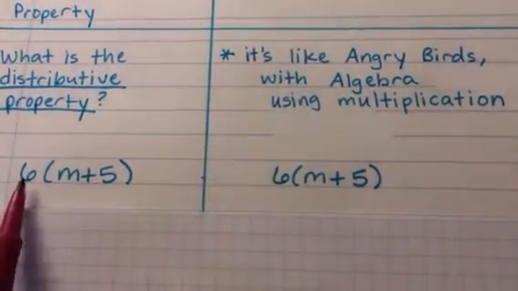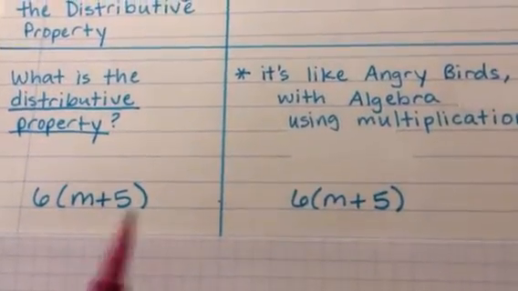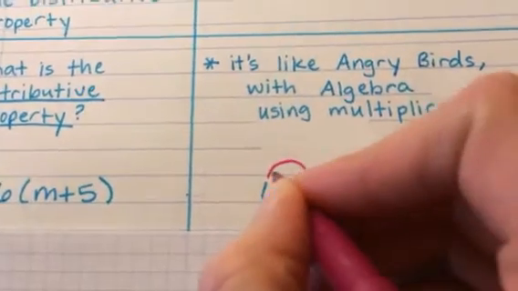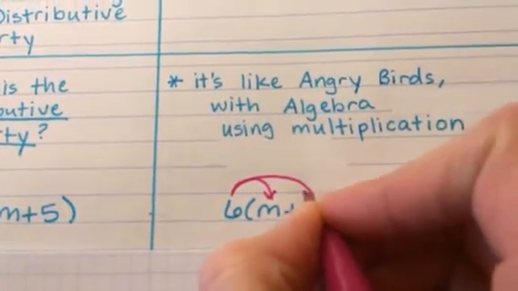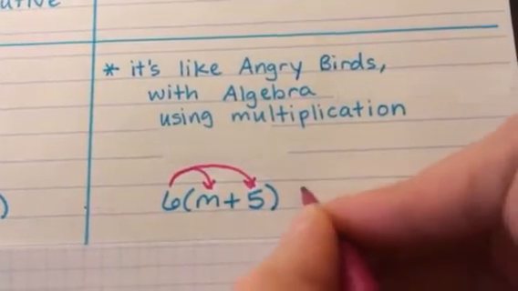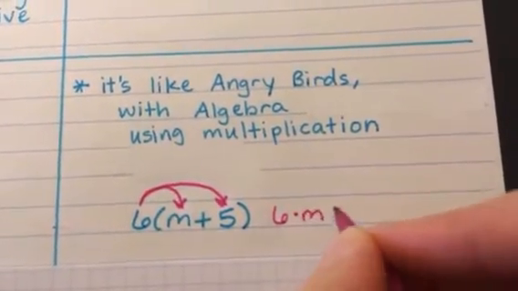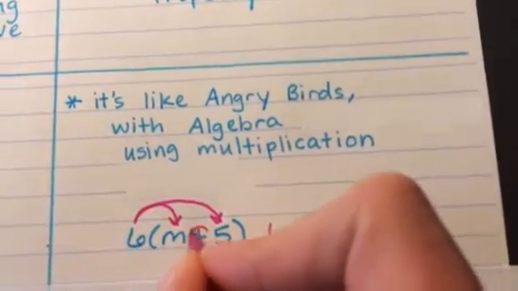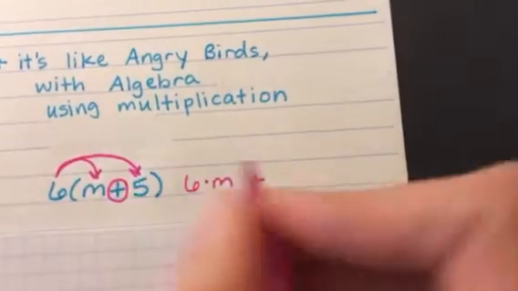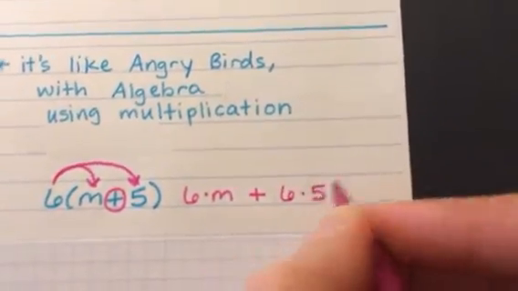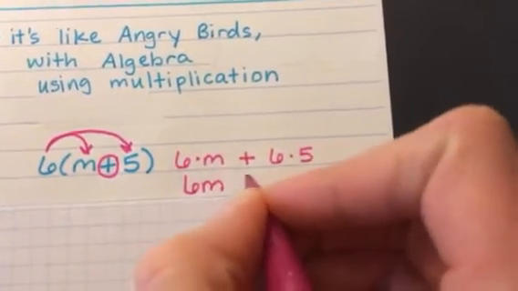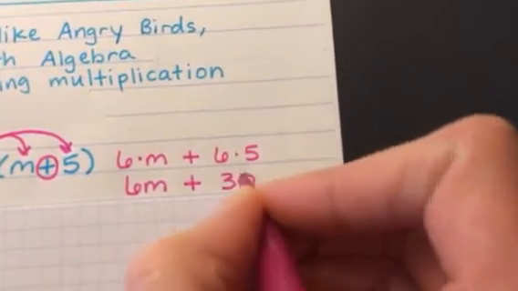You'll have an expression 6 times (m plus 5). Well, the 6 gets bounced and multiplied with the m plus 5. So we have 6 times m, the plus just stays in the middle, and we have 6 times 5. And we go ahead and simplify that. 6 times m is 6m plus 30.